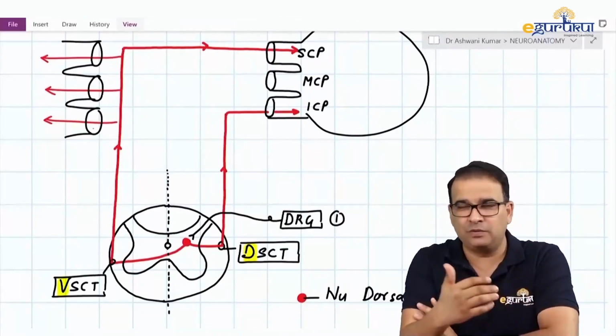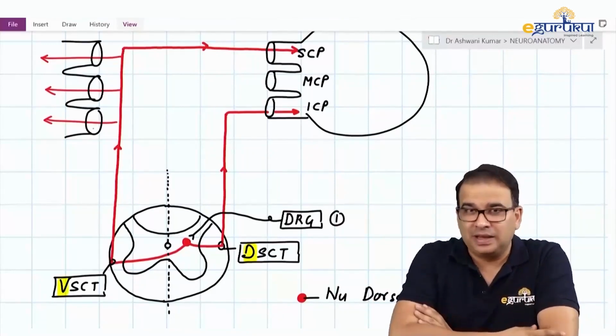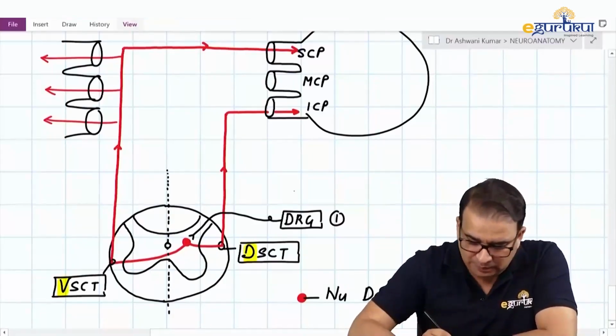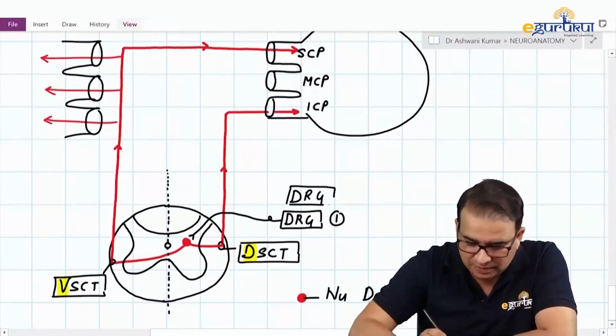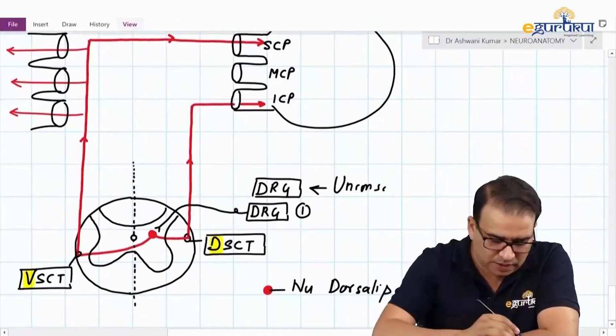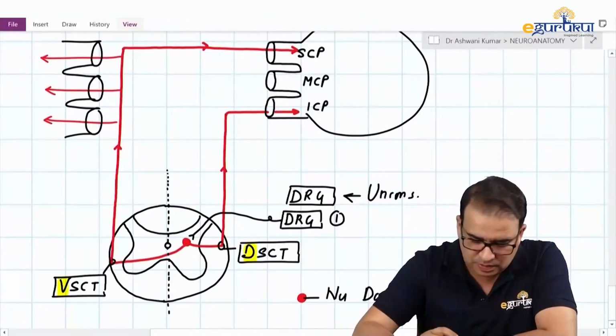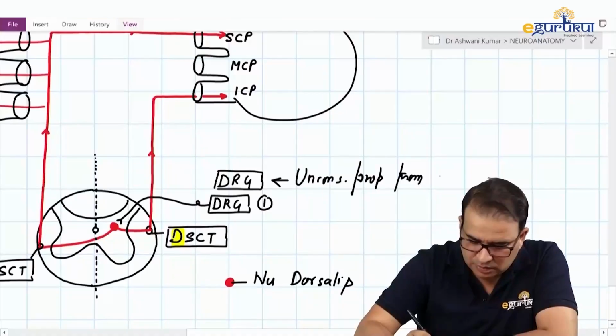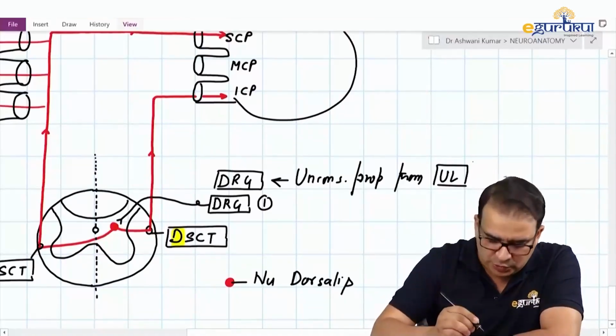Well, how is it possible? We must be having some tract for that. There is. Well, what tract is that? For the upper limb, the difference is, guys, the precise unconscious proprioception for the upper limb. I'm writing DRG once again. And this time we are talking about the unconscious proprioception from the upper limb.